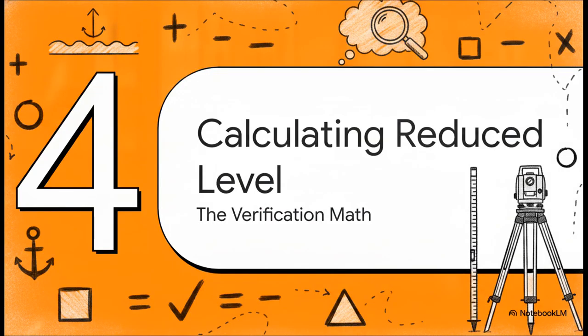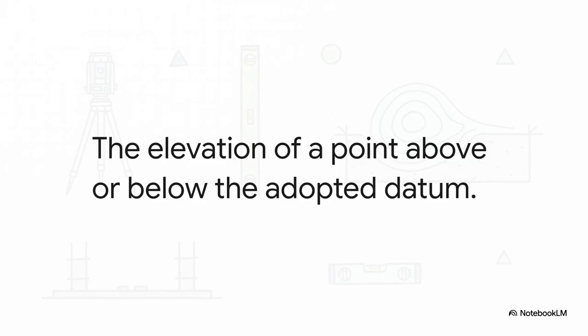Pretty brilliant. Section 4. Calculating the reduced level. The verification math. Okay, so we've gathered all our readings from out in the field. Now, we have to meticulously process our data to figure out what those staff readings actually mean. And we are doing this in pursuit of one single holy grail number, the reduced level, or RL. The RL is simply the elevation of any specific point above or below our adopted datum. We calculate this by adding our first backsight reading to our known benchmark to find the height of our instrument. From there, we just subtract our forward foresight readings to find the new reduced levels of the ground points.